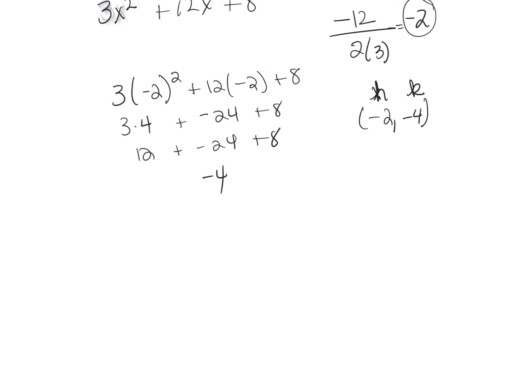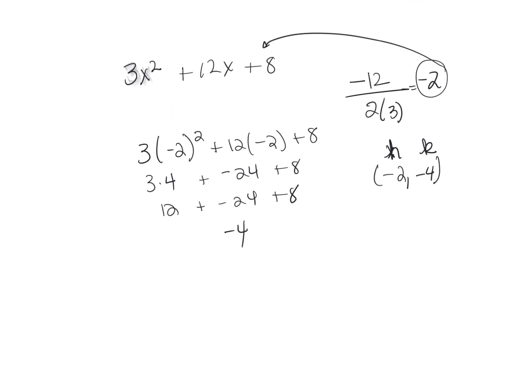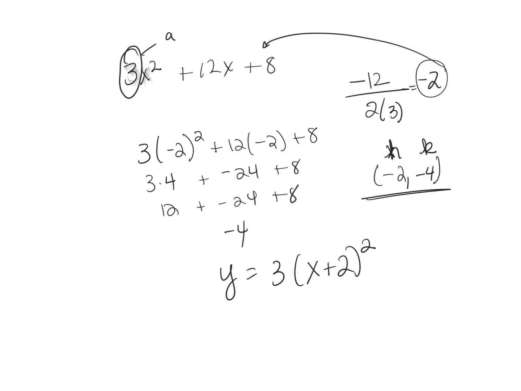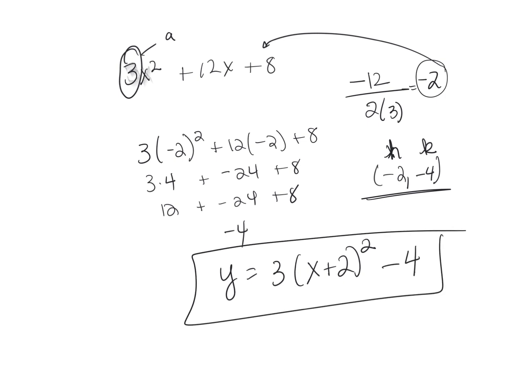So if I plug that back into my form, also my a is always whatever is the number in front of the x squared. There's my a. I don't even have to complete the square. If I find my vertex, I can just go y equals 3, x minus h, so x plus 2 squared, plus k. I don't even need to complete the square at all. I can just find my vertex and plug in the numbers into the form.